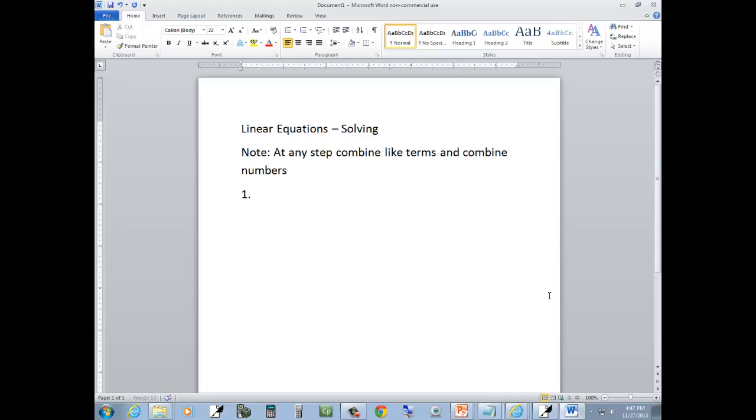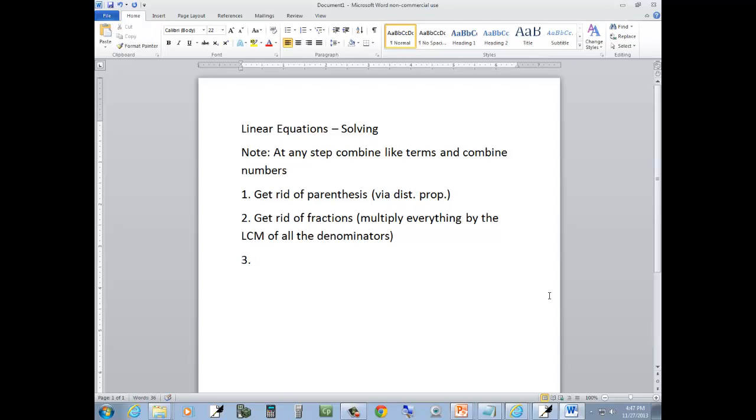Step 1, get rid of parentheses. We do this via the distributive property. Step 2, get rid of fractions. We multiply everything by the LCM, least common multiple, of all the denominators.